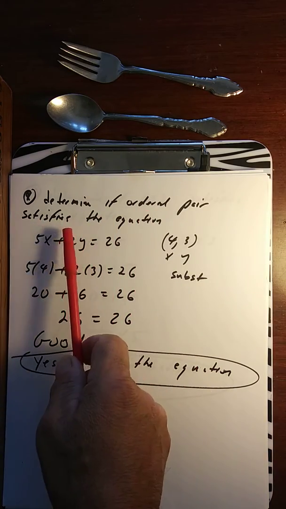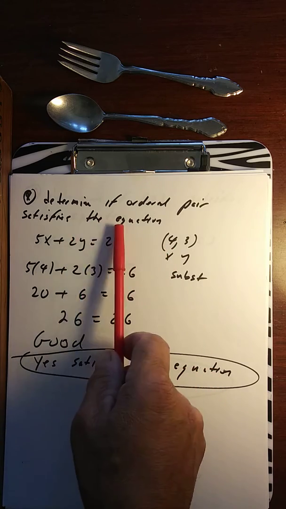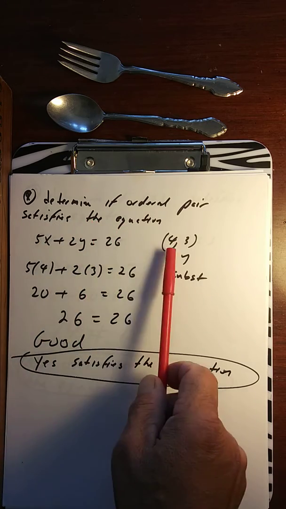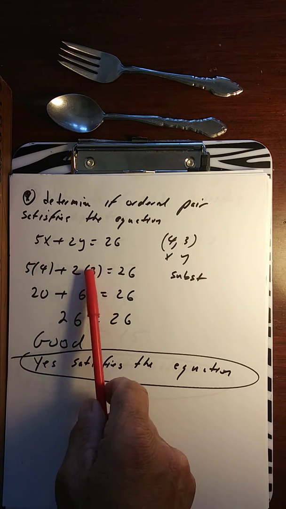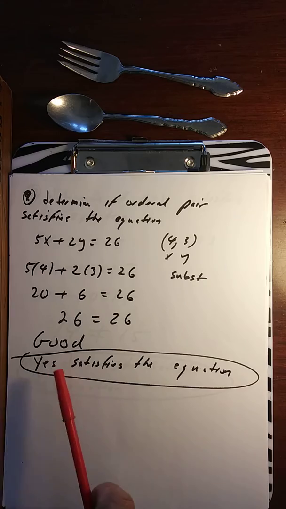Determine the ordered pair that satisfies the equation. Alright. Does this satisfy this equation? If it does, let's see. Put the numbers in there. 5 times 4, 2 times 3. 20 plus 6, 26. Is that equal to 26? Yes, good. Yes, this satisfies the equation.